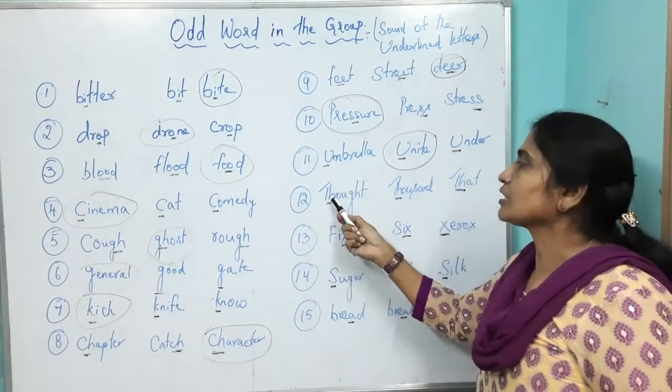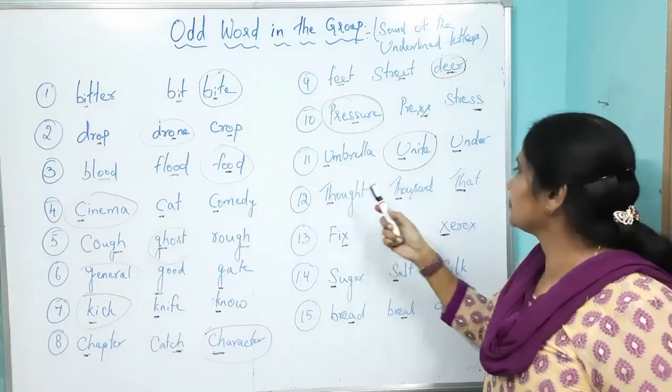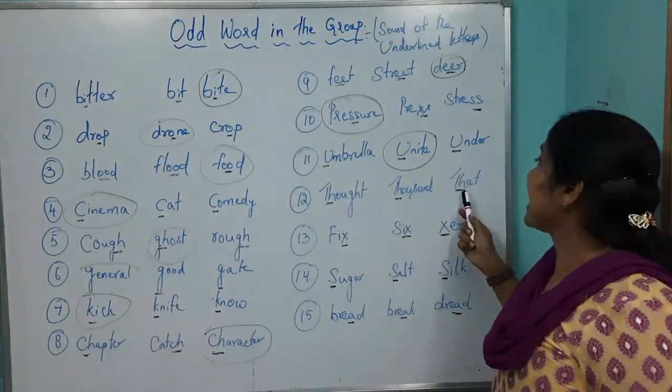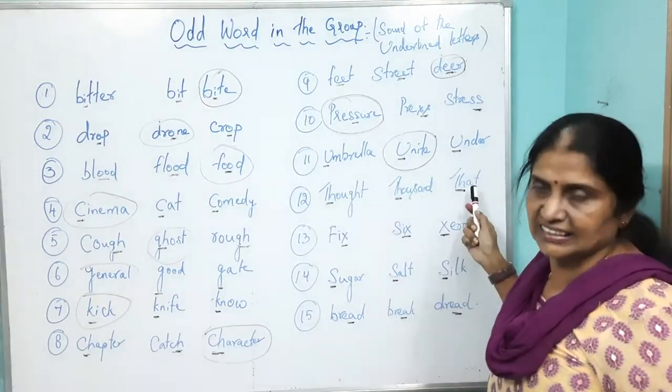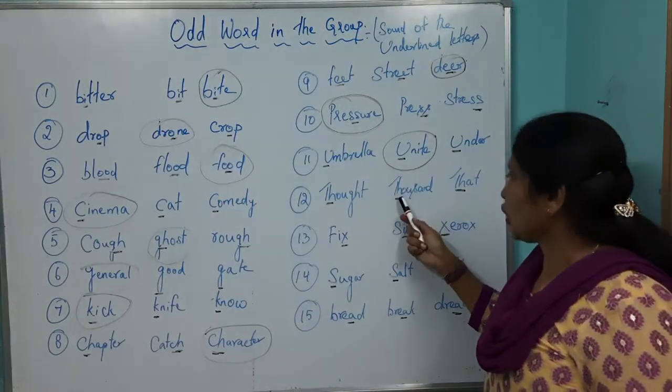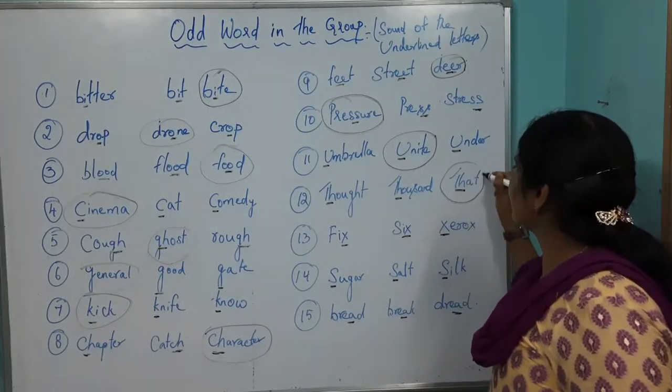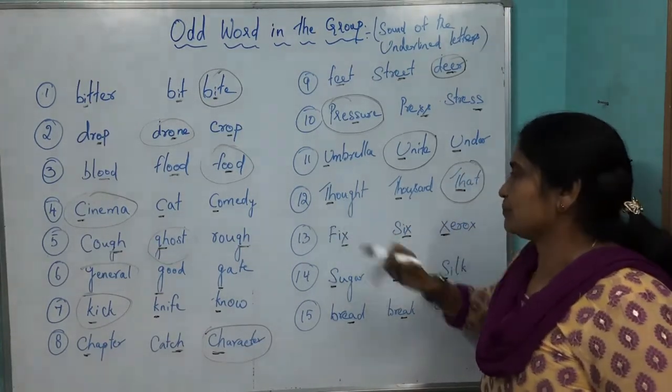TH. Talk, thousand, duck. Talk, thousand, duck. So, the sound. This is ta. This is ta.